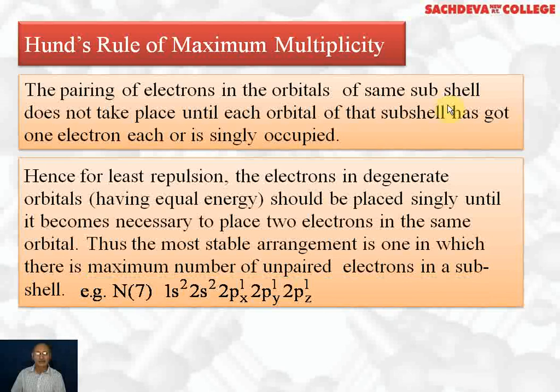For example, nitrogen 7 has electronic configuration 1s2, 2s2. Now we have 3 electrons and 2px, 2py, 2pz have equal energy. That is, they are degenerate orbitals. So we have to give one electron each to each of them, so that repulsion is minimized and stability is maximum. And that is the application of Hund's rule.